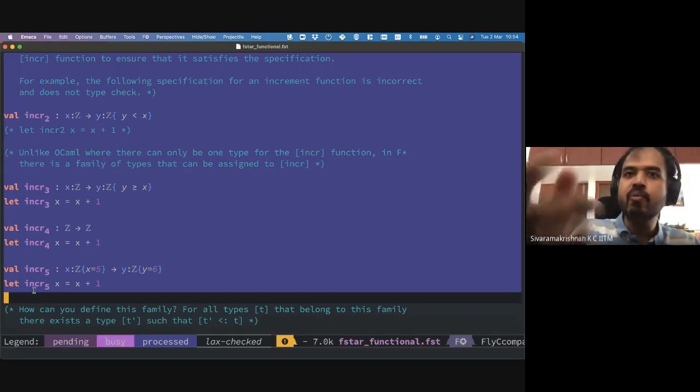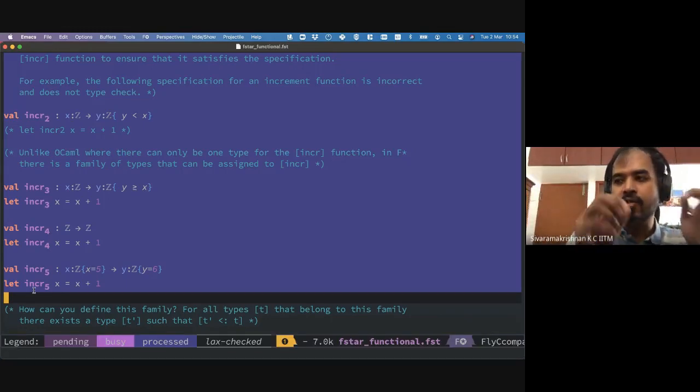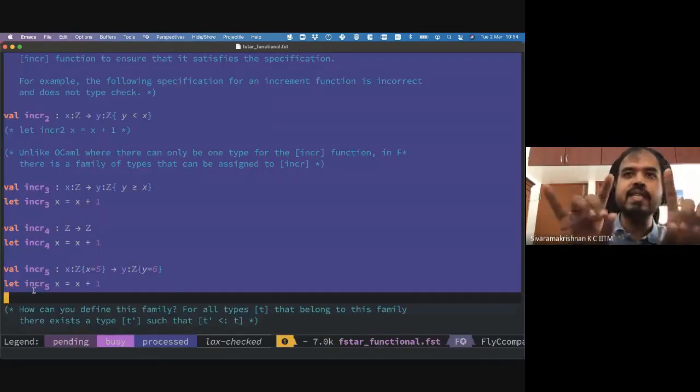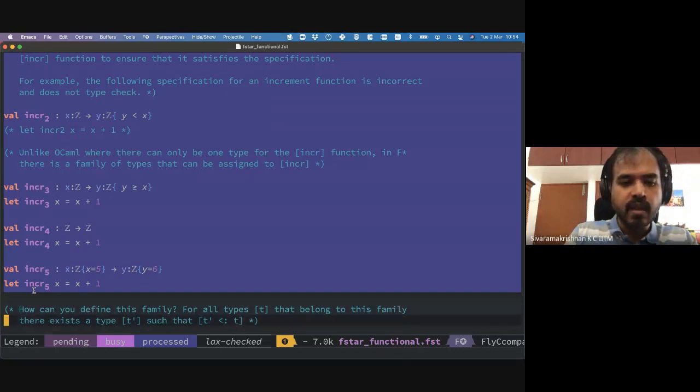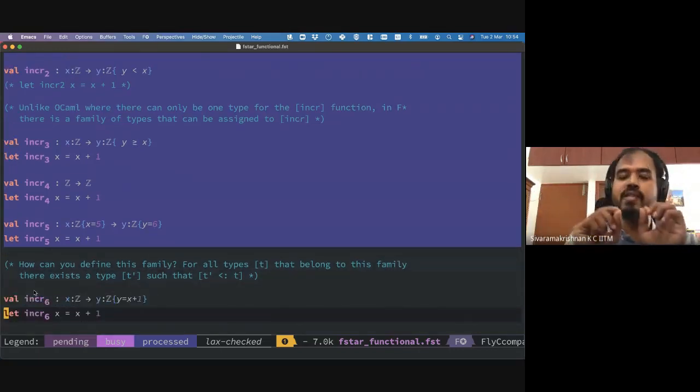This is precisely what Deepali asked, right? For factorial, we said it's a natural number to a natural number, but we are not fully capturing the specification. It's not a full functional specification of what the factorial function does. We just said it's a natural number to natural number. So what is this most precise type?